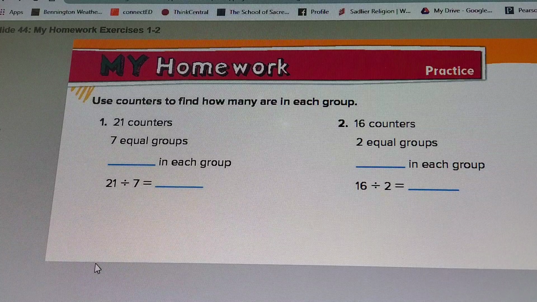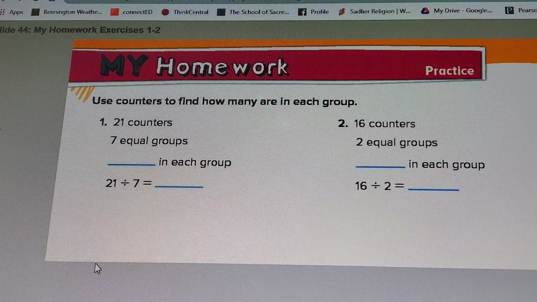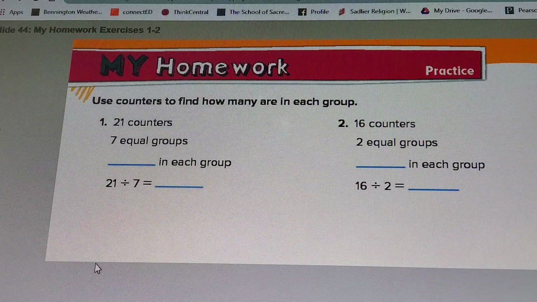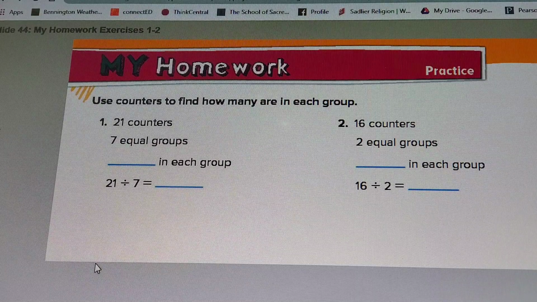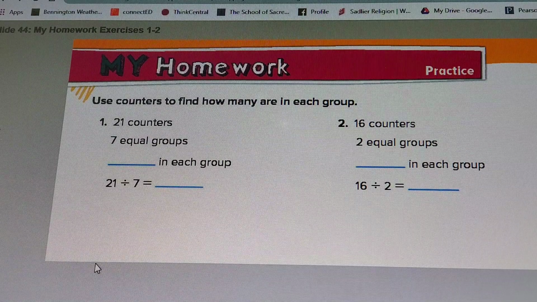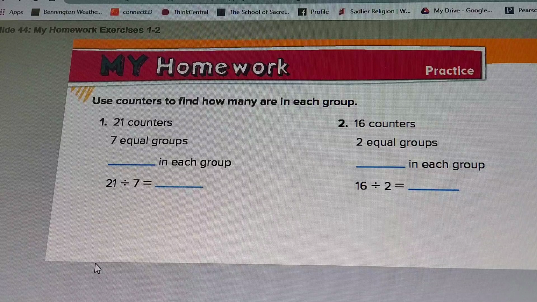Now we're on to the My Homework section. Make sure you read the top of your first page, as it can help you as you go along with this division. You'll need 21 counters. You're going to make 7 equal groups. How many will you have in each group? 21 divided by 7 equals unknown.